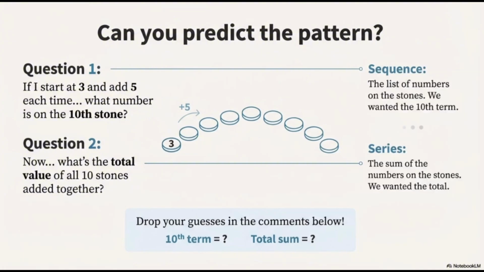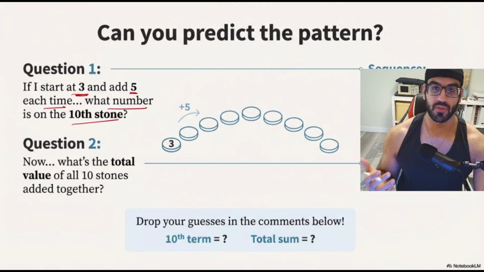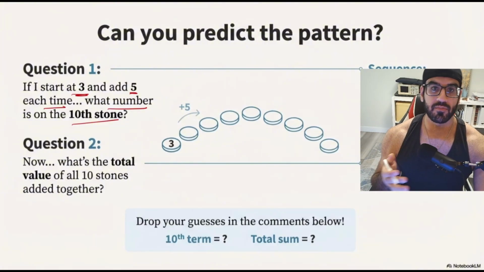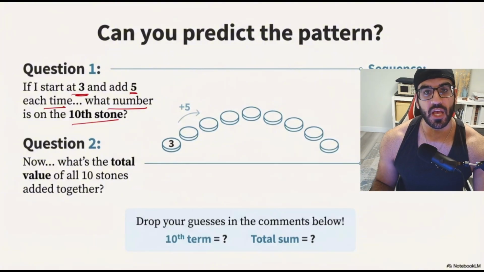The very first question is this. Imagine that you start with the number 3, and then you add 5 each time. What number do you have at the 10th turn? It means you have the number 3, and you add 5 at a time: 3 plus 5 is 8, plus 5 is 13. The question is, what number do you have if you do it 10 times in a row?